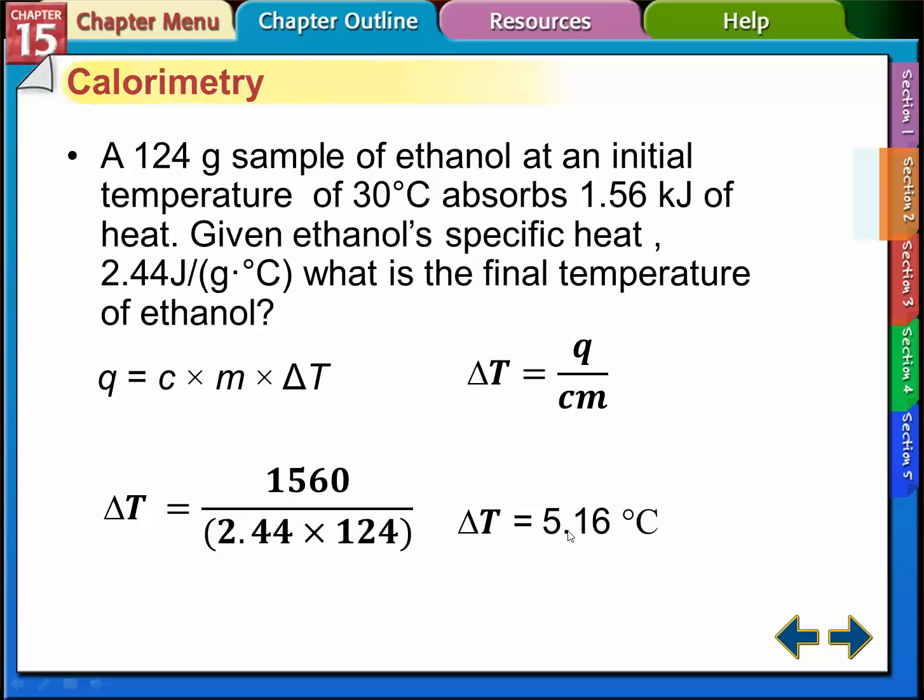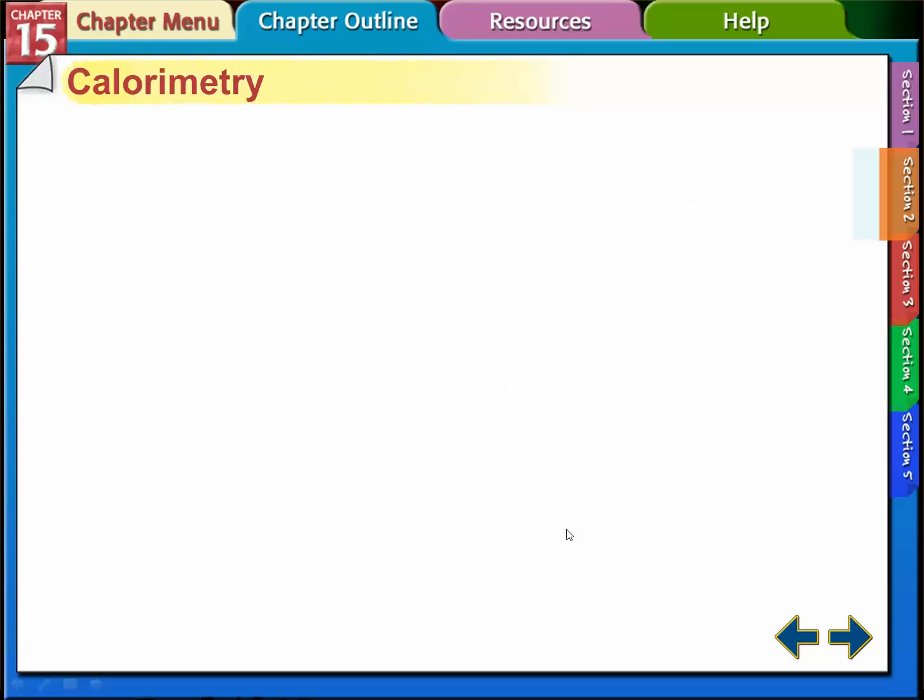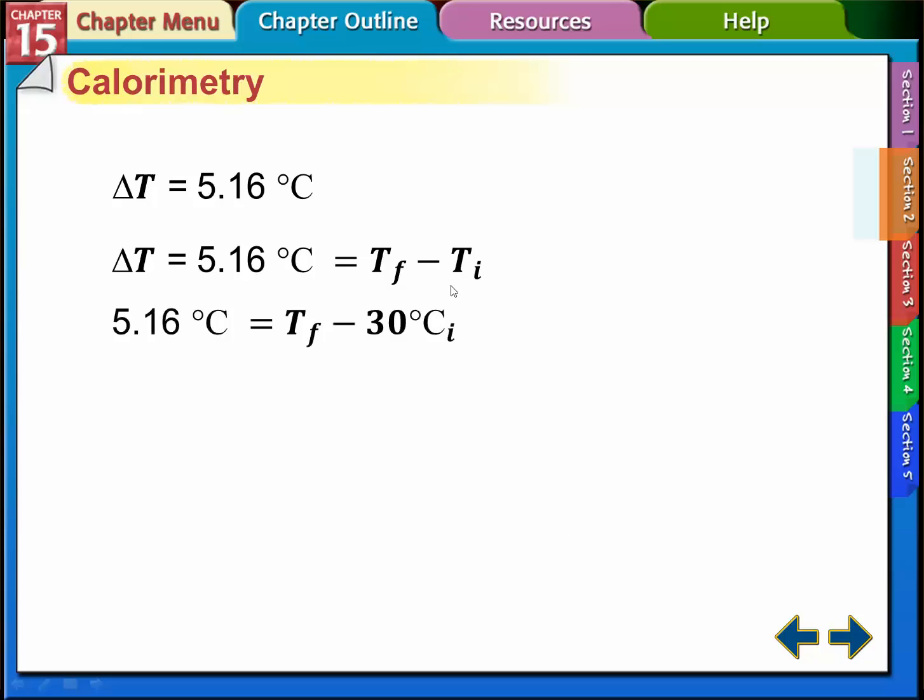That's the temperature change. So to figure out what the final temperature is, delta T equals the final temperature minus the initial temperature. So if I plug that in, I get 30 degrees for the initial. To figure out the final, I have to add 30 to both sides, and I get 35.2. You could also figure that out in your head, right, by knowing that since it absorbed energy, the new temperature was going to be 5 degrees more than the initial temperature, which is 35.2 degrees.